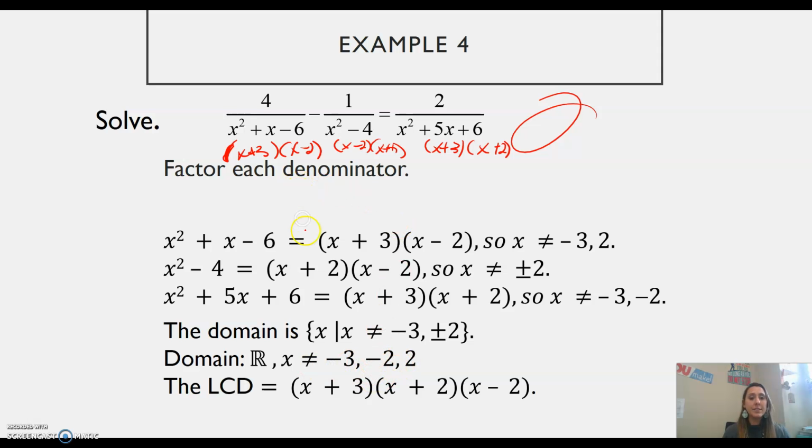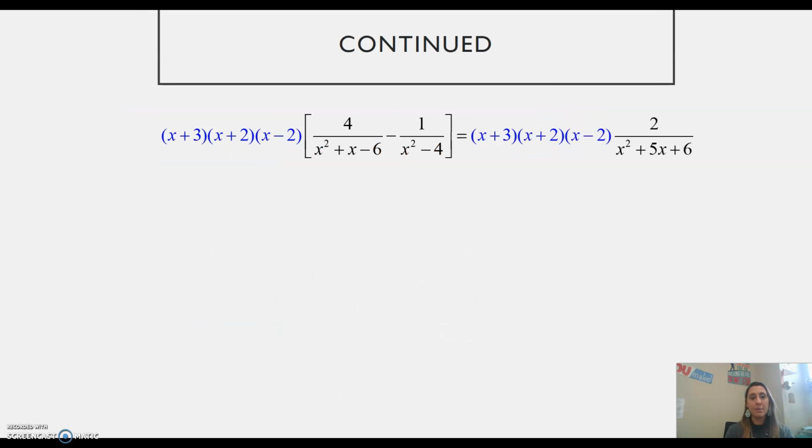And then we have our LCD. So we have x plus 3 and x minus 2 from the first denominator. There was an x plus 2 that wasn't in the first denominator, that's in the second denominator. And then the last denominator, because we have to consider all three, had x plus 3 and x plus 2, so I don't need to write that again. So that's my LCD. So we're going to use that to get rid of all the denominators.